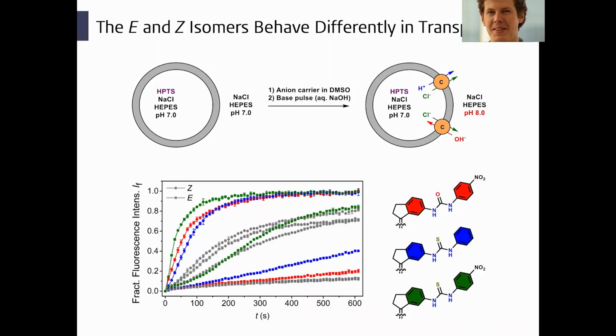Now, after adding your receptor, you can apply a base pulse, so you get a pH gradient over the membrane. There are two ways that this pH gradient can be dissipated. One is by HCl symport, and the other by chloride hydroxide antiport. In both cases, the dissipation of this pH gradient is a measure for your chloride transport. And when you do this, you already see very distinct differences in activity between the E and Z isomers, as you can see in the graph below.